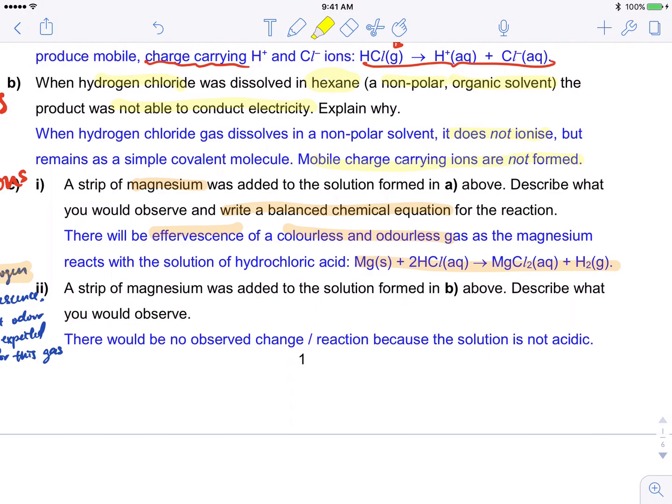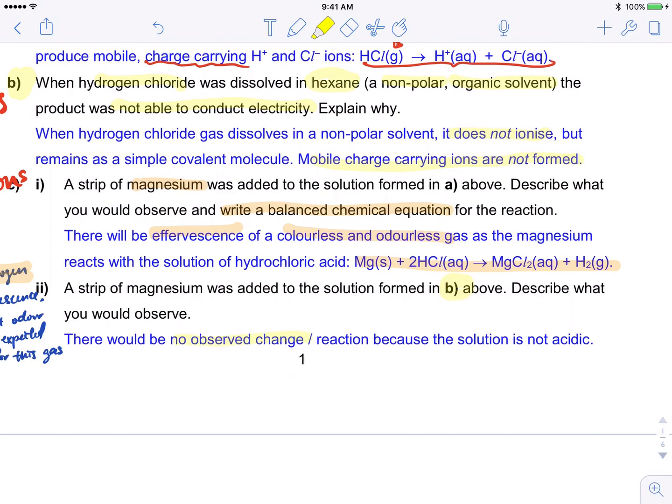Strip of magnesium added to the solution formed in B. So the solution formed in B is here, the one with HCl in hexane. Note that hydrogen chloride in hexane doesn't give you hydrochloric acid. Hence, it should not display any acidic properties, and it will not react with your magnesium metal since there are no H+ ions. So there will be no observable change.